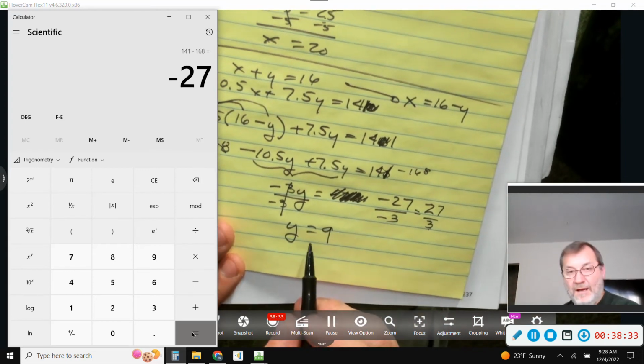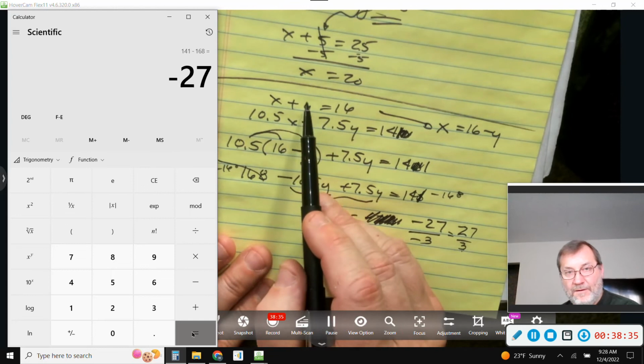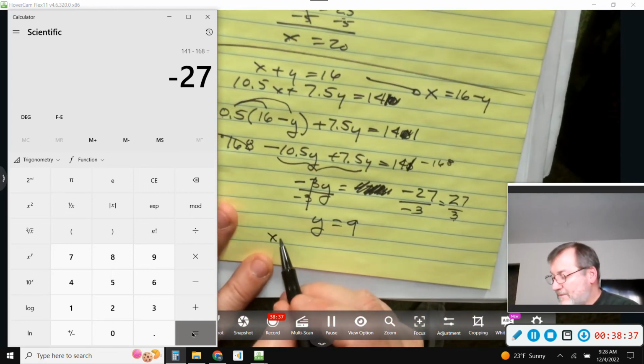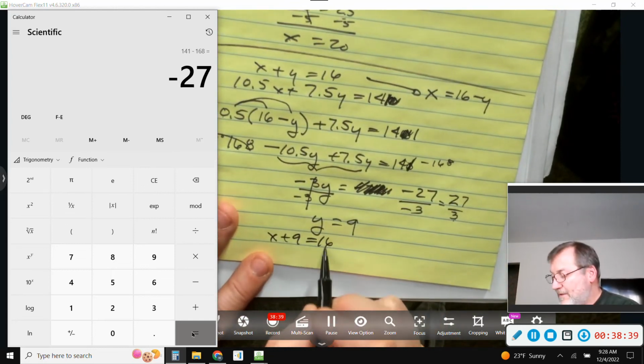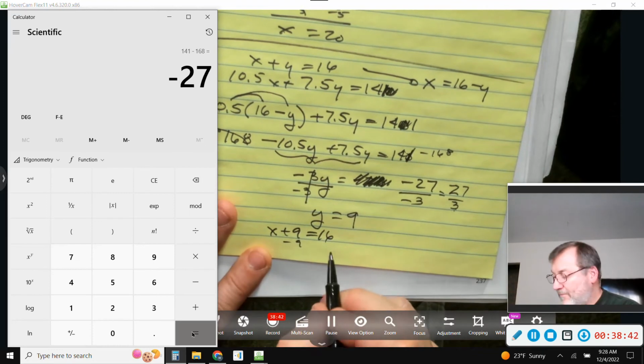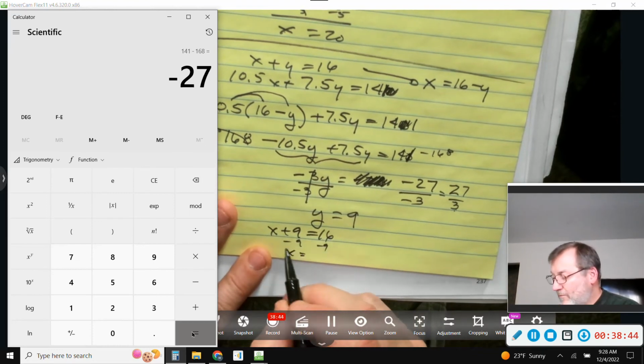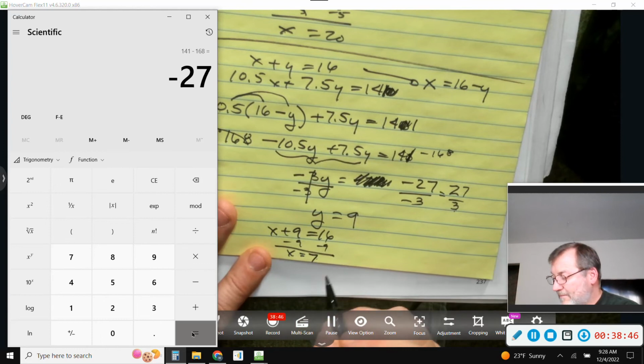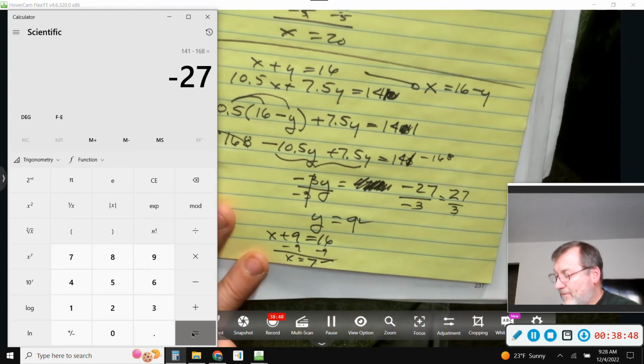Now that you know that y is 9, you can go back up to here, and you have x plus 9 equals 16. Subtract 9 from each side. X equals 7. So you have 7 and 9 are your answers there. So you have 7 adult tickets and 9 children's tickets.